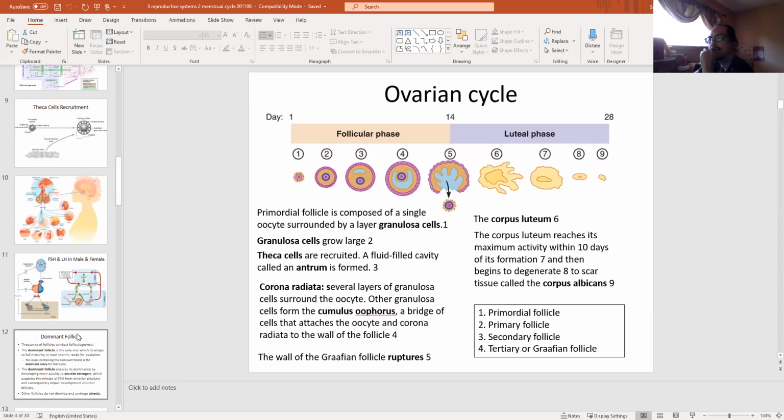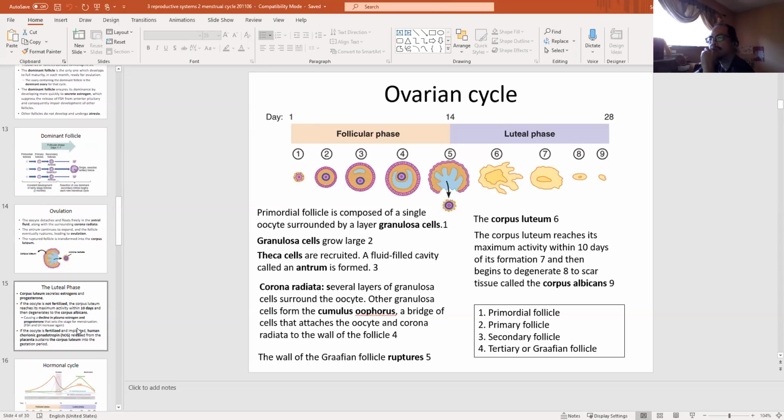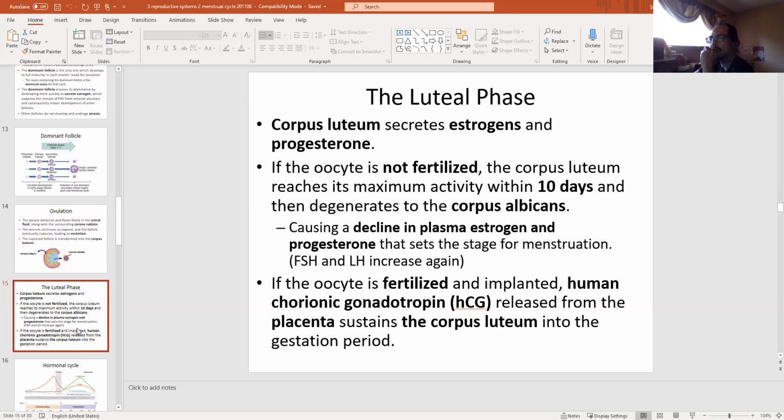This corpus luteum will stay in the ovary, and its function is to secrete not just estrogen but also progesterone, and that is important to stimulate the uterus to build its environment and to maintain the pregnancy.